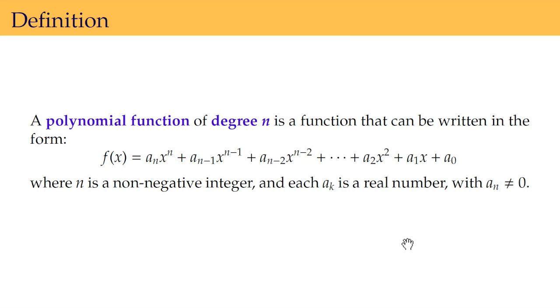So let me say a few words about this first. This dot dot dot means that the pattern continues until we get down to a sub 0 all by itself. N is a non-negative integer, which, remember, is a whole number or the negative of a whole number, except this can't be negative because it's non-negative, which means it's a whole number. It's 0, 1, 2, 3, etc.